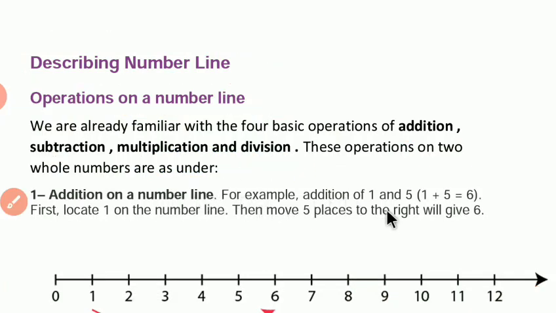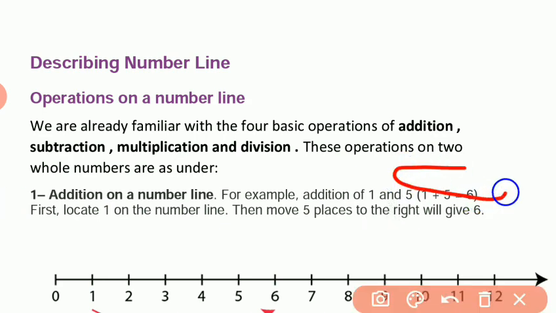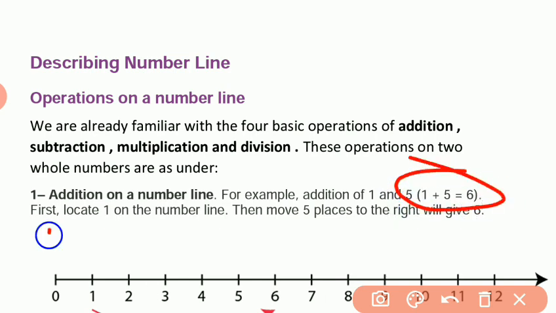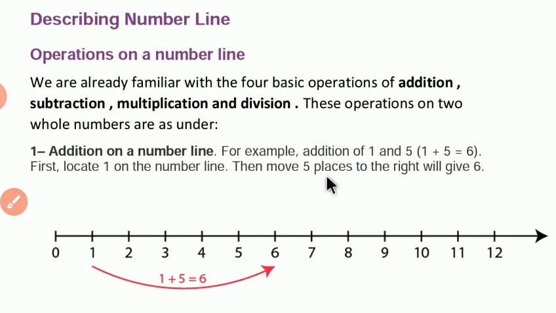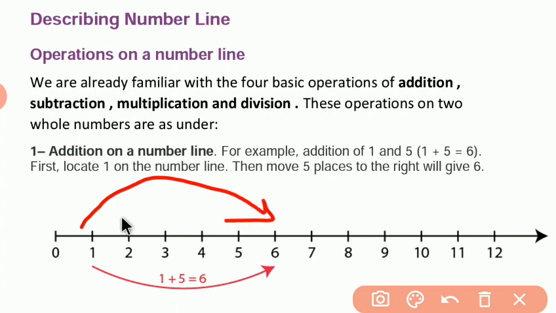For example, addition of 1 and 5. We know that directly we can add 1 plus 5 is equal to 6. But here we have to add these 2 whole numbers, 1 and 5, using the number line. So first locate 1 on the number line, then move 5 places to the right, which will give 6. First we will represent the whole numbers on the number line, starting from 0.